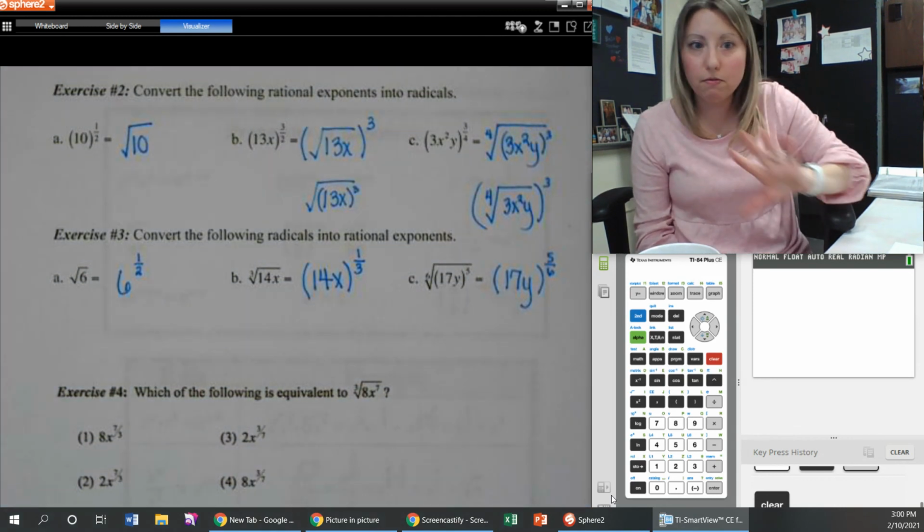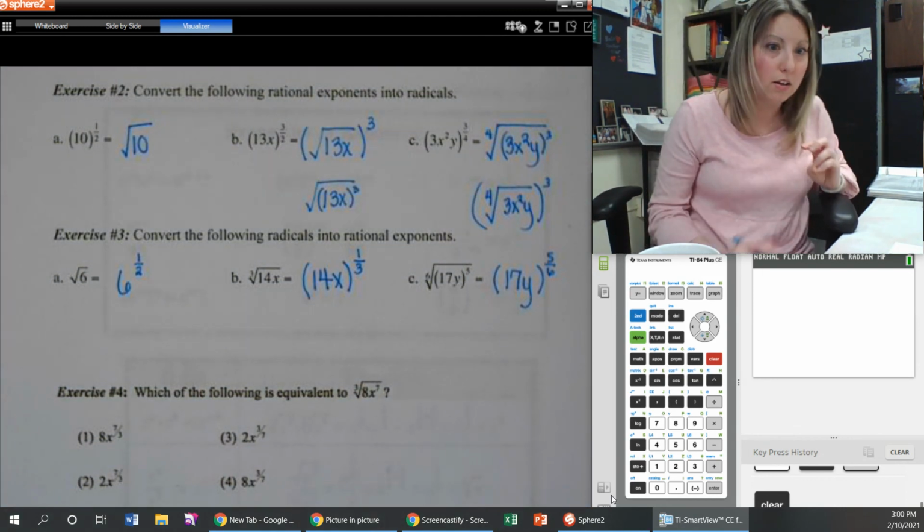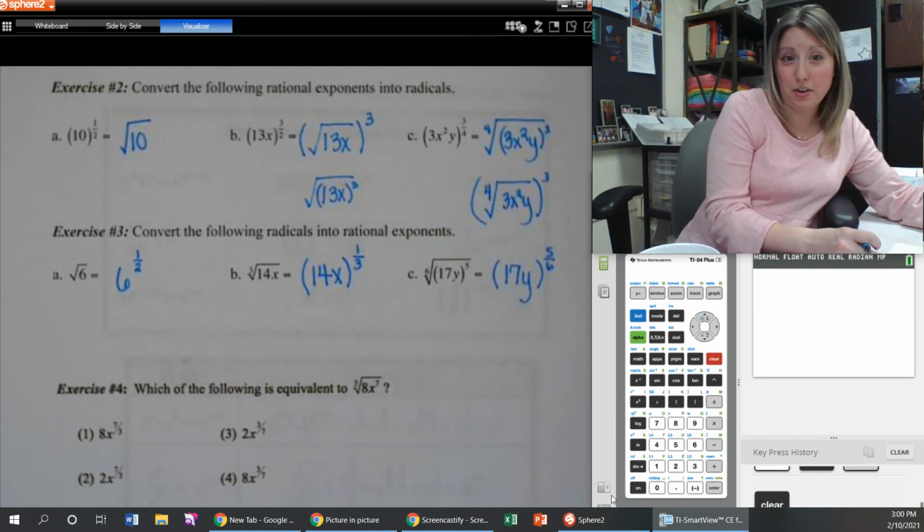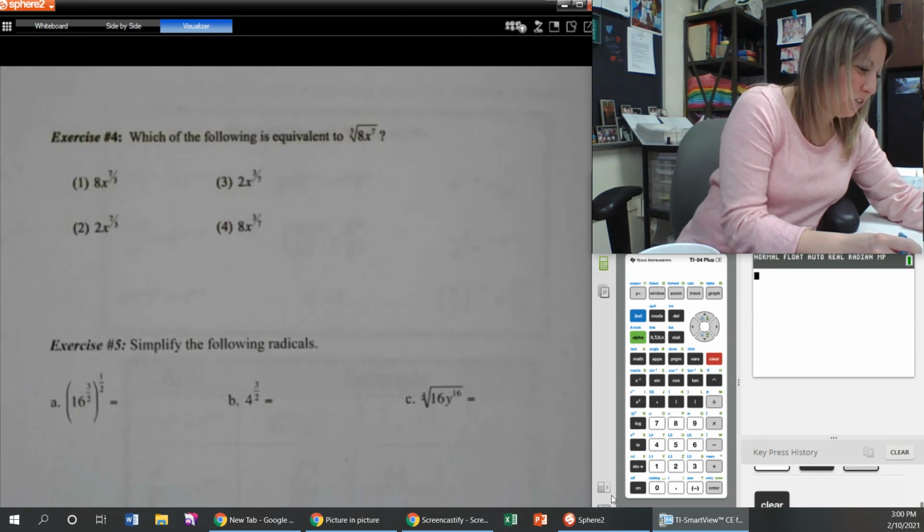Just converting back and forth. I'm not asking you to evaluate anything. Here, I am asking you to evaluate it on exercise 4, right?